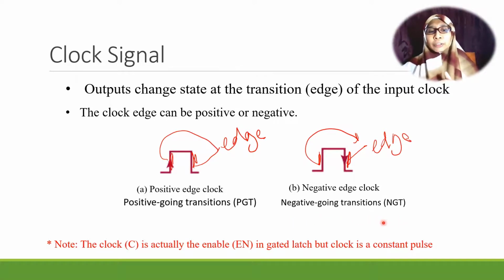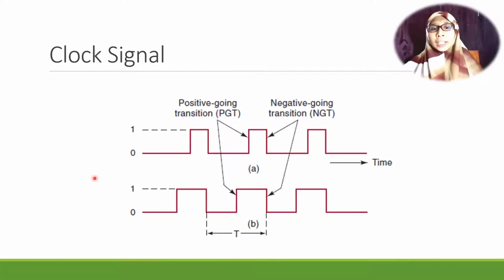If you remember, we have discussed the enable in gated D latch and SR latch, which have a function we call enable. This enable tries to mimic the clock, but it's not a constant pulse. The difference is that the clock is able to give a constant pulse, where the time is the same at every frame. Okay, now we look at another example for PGT and NGT in more detail.